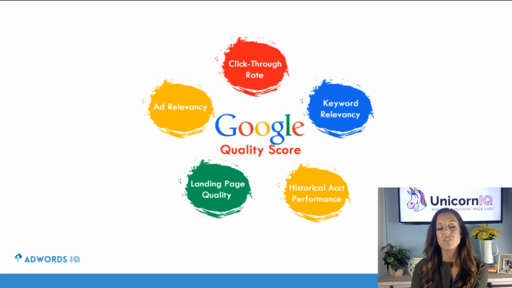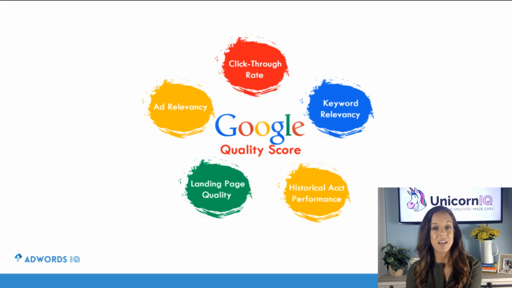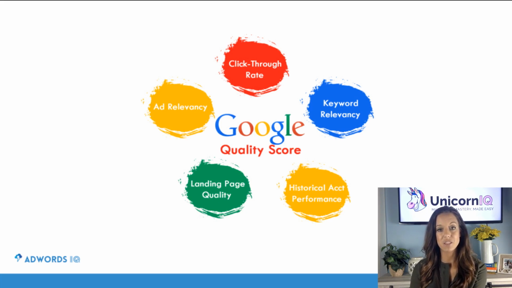But just make sure that the keyword is used on the landing page, and then you'll probably be fine. The next one is historical performance. So accounts that have been active for a longer period of time will be affected by this historical performance. Obviously, if it's brand new, you're not going to get it either way.